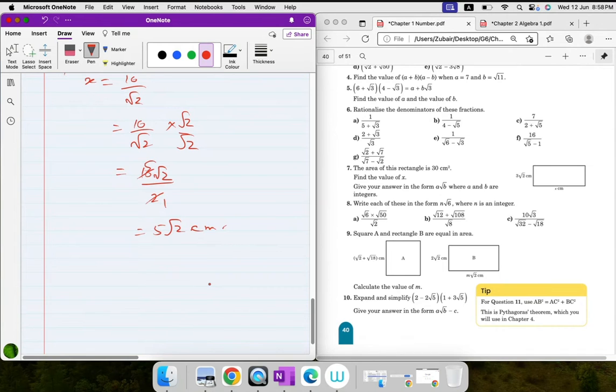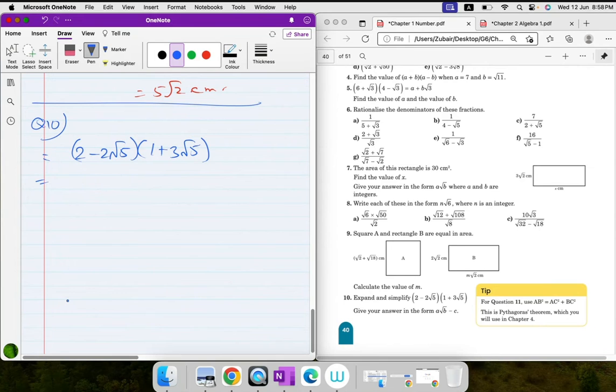Question number 10. Expand and simplify: 2 minus 2 square root 5 into 1 plus 3 square root 5. Now, all of these could be done with a calculator, but it won't show you the working steps. So 2 into both of them. 2 into 1 is 2. 2 into 3 is 6 square root 5.